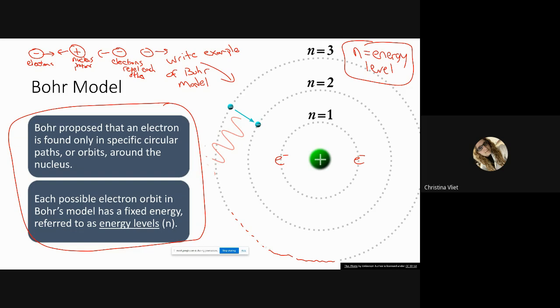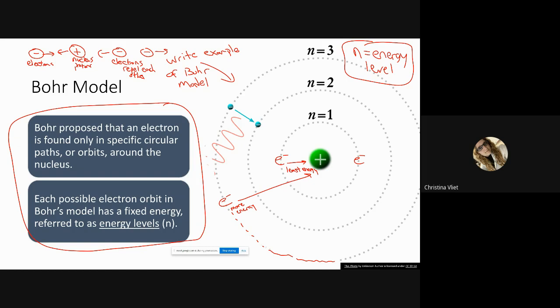And so the final thing to bring up is that electrons that are closest to the nucleus have the least energy, and electrons that are farther away from the nucleus would have more energy. So when you actually see energy level 1, 2, 3, energy level 1 is the lowest energy electrons. Energy level 3 would be higher energy electrons.